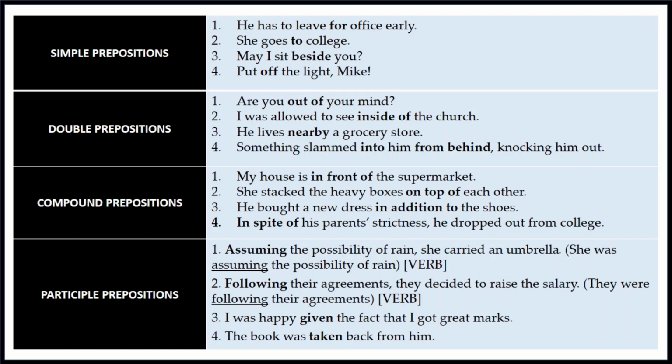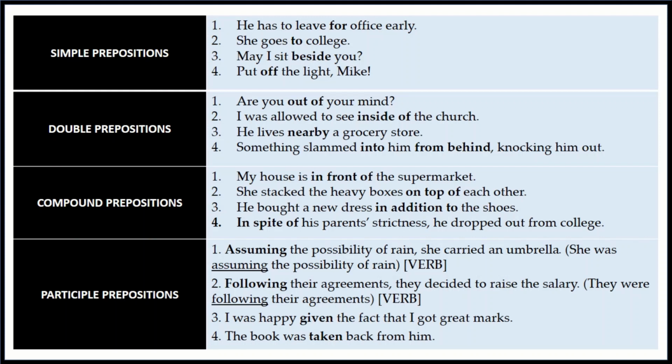May I sit beside you? Put off the light, Mike. Well, put off, it's a phrasal verb. But we also studied that phrasal verbs are composed of either verbs plus preposition or verbs plus adverb. In this sentence, off, it's a preposition because it comes with a noun, the light. Therefore, put off the light, off, it's a simple preposition.